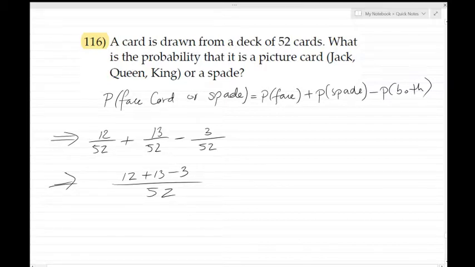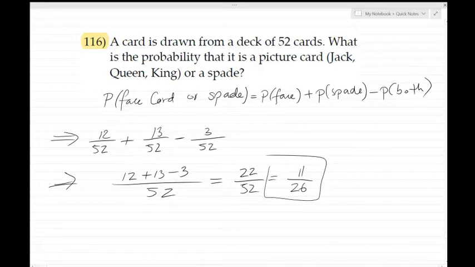So that becomes 12 plus 10, 22 over 52. And we simplify that to 11 over 26. So that is the probability of getting a picture card or a spade.